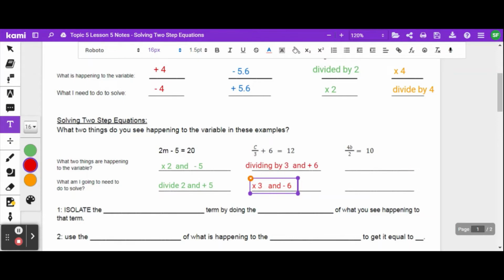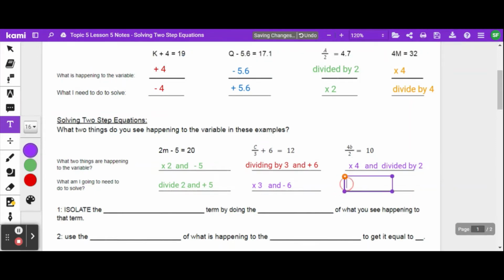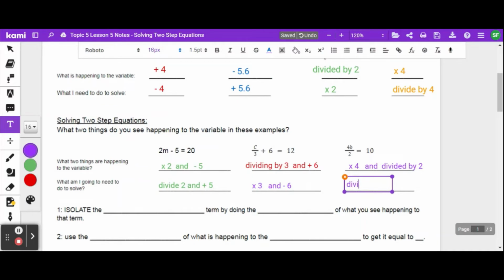Look at the last example, 4b over 2. Again, understanding that 4b means b multiplied by 4, so I can see that there's a times 4, and that term is over 2, which is divided by 2. Which means at some point I'm going to do the opposite of each of those, which means I'm going to have to divide by 4 and multiply by 2.